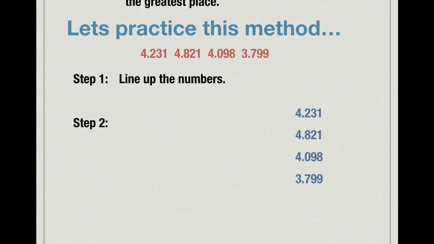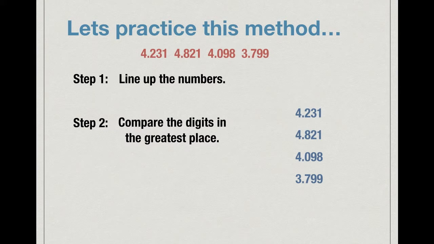Step 2 says that we compare the digits in the greatest place. If we're looking at these 4 numbers, we're going to start with looking at the whole number. We have 3 numbers with the same whole number and 1 number with a digit that is not the same. We can look at the 3 numbers with a 4 in the whole numbers place, the other number with a 3 in the whole numbers place. Immediately we can eliminate that 3 as being a lower number. So it is not going to be the greatest number. It will be the lowest number.